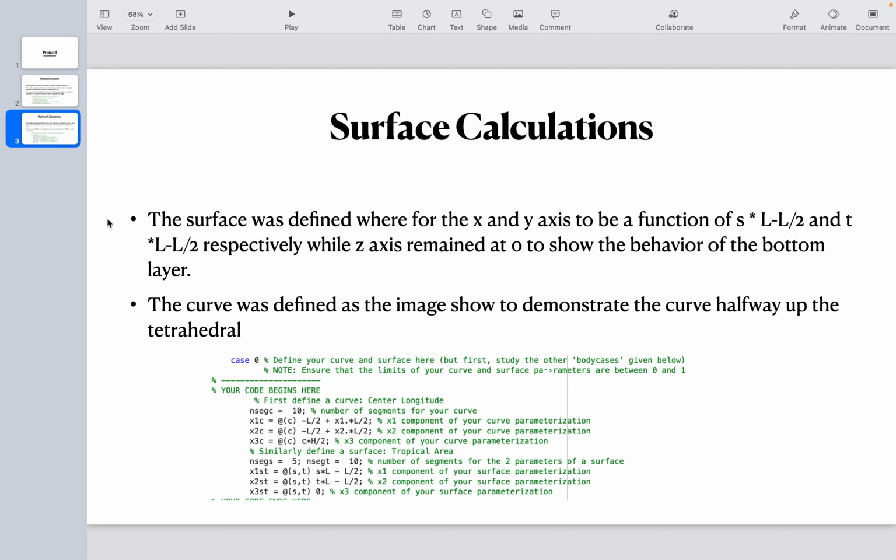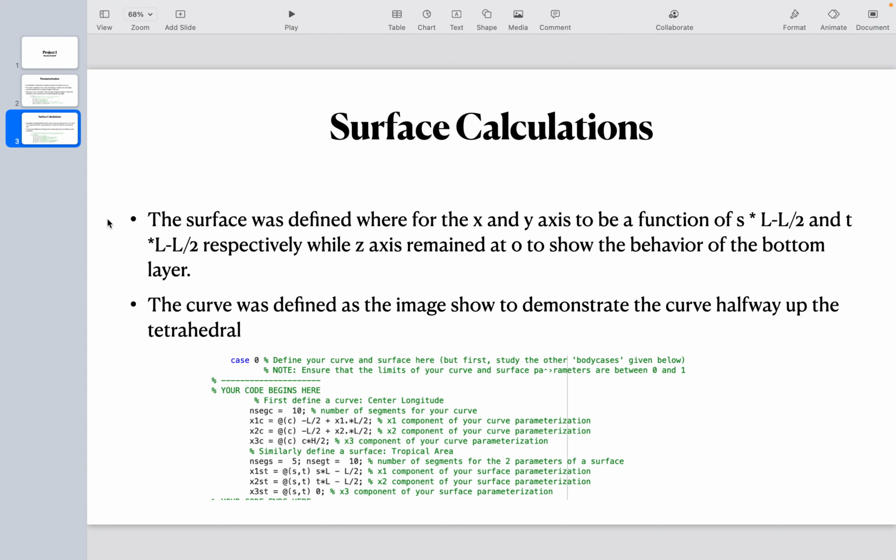So for the surface calculation, I decided to take the bottom slice, where z remains 0, while the functions for the x and y are s times L minus L over half, and t times L minus L over half, to describe the x and y respectively.